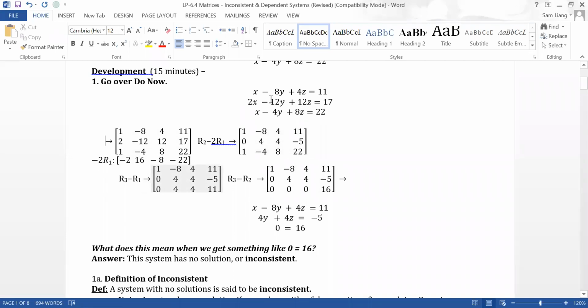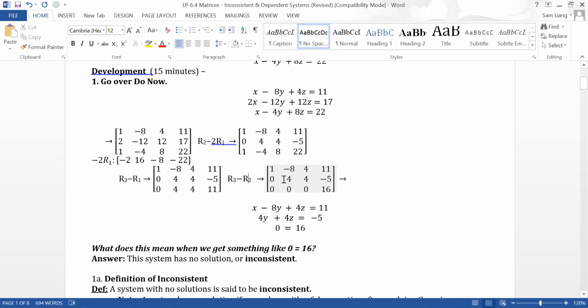Next, we move on to the second column. I'm going to do row 3 minus row 2. Technically, at this point you can also divide the second row by 4, or multiply by 1/4, because that will give you a 1 here. I choose not to do that though. If you do 4 minus 4, you get 0, which is what we want. So row 3 minus row 2, you get 0, 0, 0, and then 11 minus -5 is 16. So that's the last row.